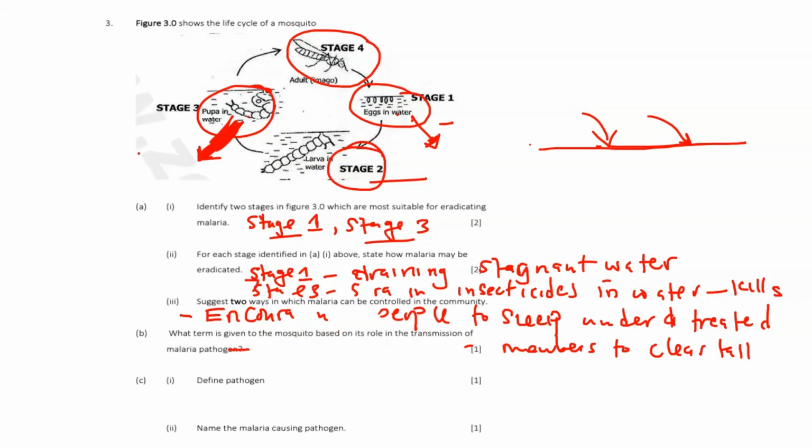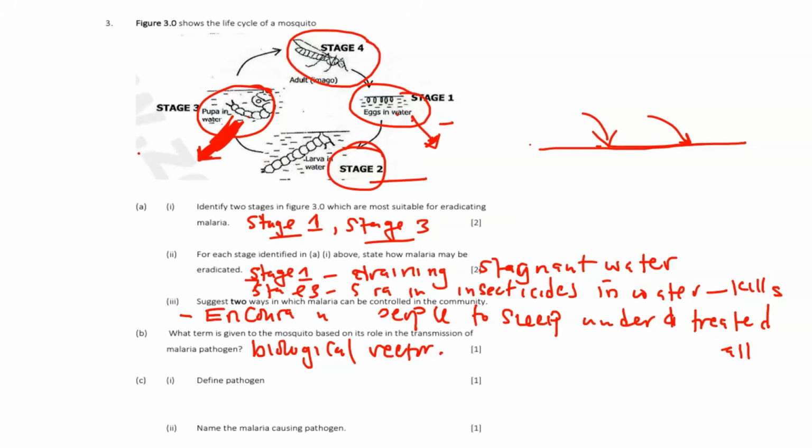Then what is the other question here? The other question is: what term is given to the mosquito based on its role in transmission of malaria? What name is given to the mosquito? So it is called a biological vector. Okay, biological vector. A vector is just an organism that transmits a disease-causing agent, a living organism.